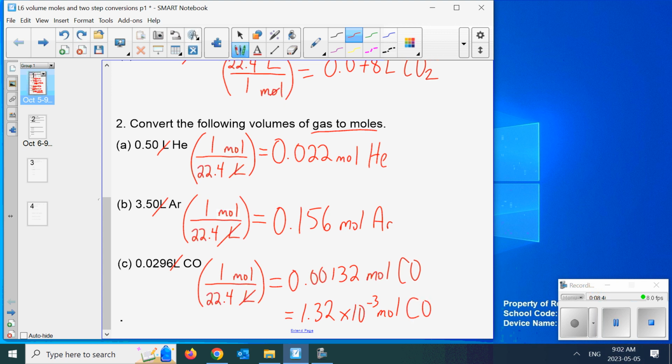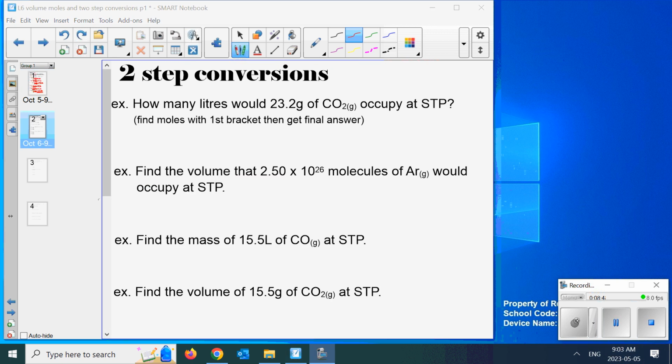Okay. Now, so these, we're going to actually go back a little bit, not just liters and moles. We're also going to have moles and particles or grams. Right. And when I say two steps, it's because there's going to be two brackets. Okay, we'll go through this first example. We're going to do by doing.